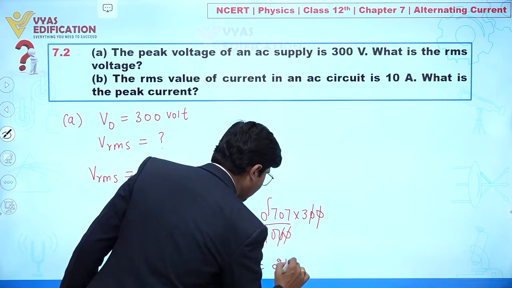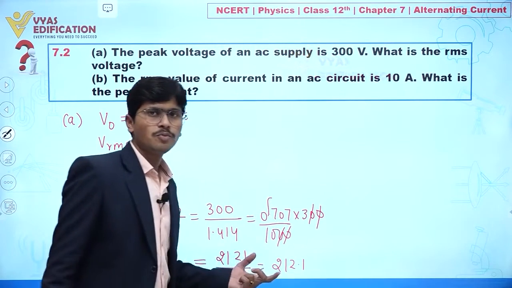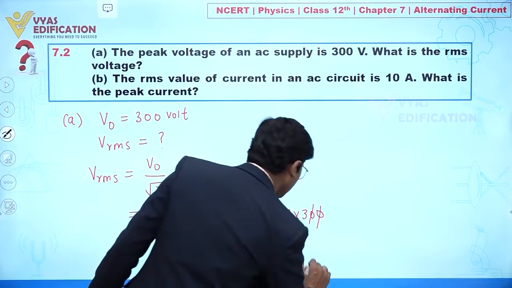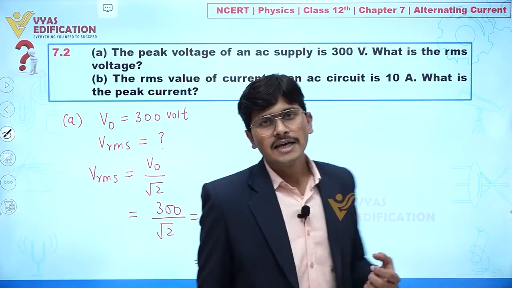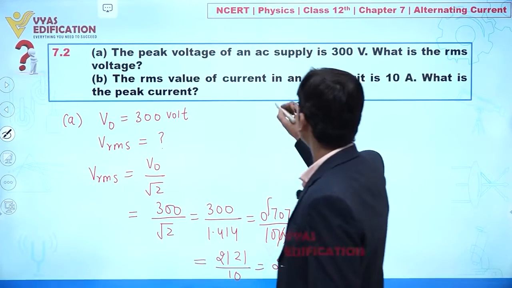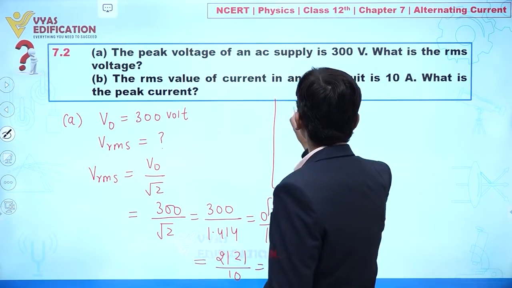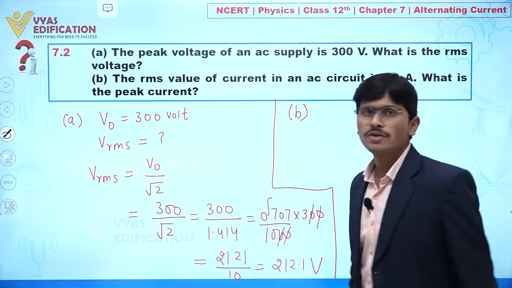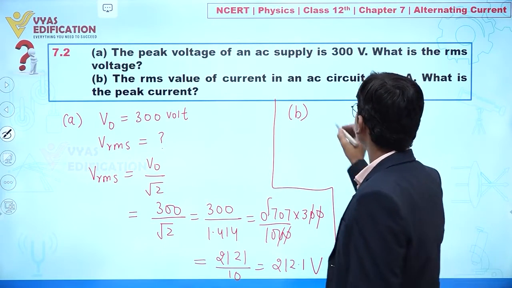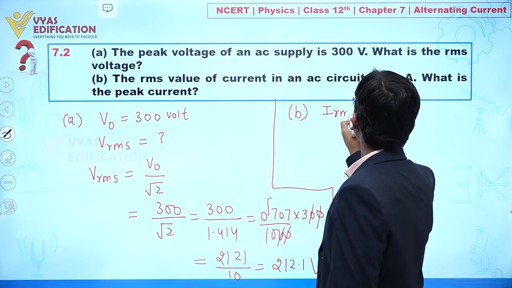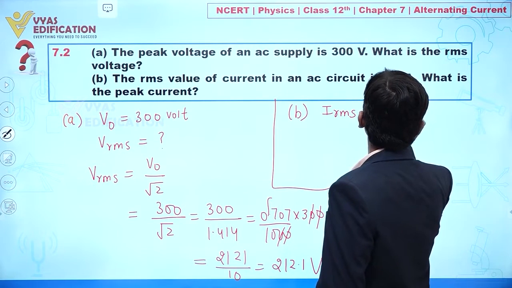Clear. So we are getting here 212.1, clear, and this is volt, clear. So this is the value of RMS voltage, clear to everyone. Now we are going to discuss part B, and in part B it is given to you that the RMS value of current in an AC circuit is 10 ampere, clear. So I can say I_RMS, and this value we have is 10 ampere.